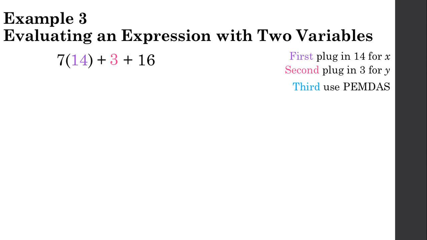And now we go and we use our order of operations once again. So there's no work to be done in the parentheses, and there are no exponents, but we do have multiplication. 7 times 14 is 98. Bring everything else down. Then there's no other multiplication or division, so we do our addition. 98 plus 3 is 101. Then 101 plus 16 gives us 117, and that's our final answer.